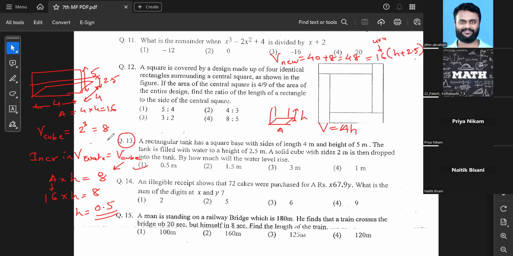Sir, I have another doubt. When you took the volume of the cube as 8 there in the formula, then why did you take the area of that?